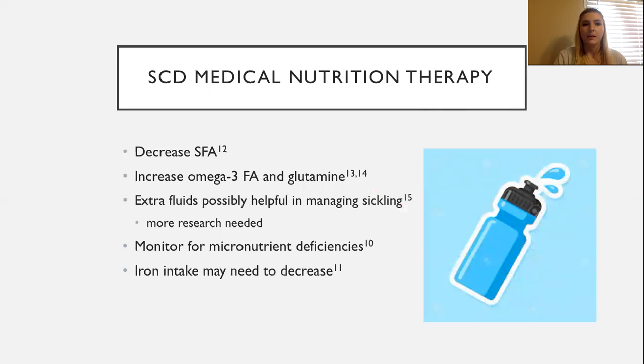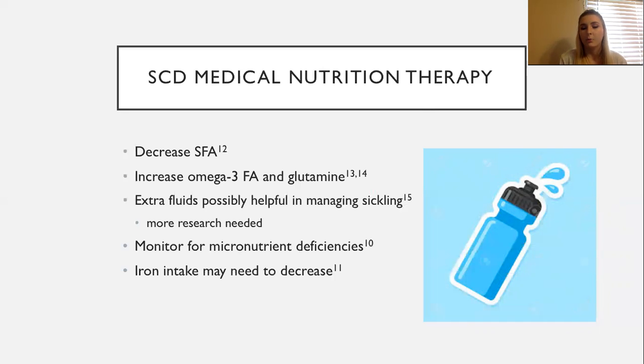And that would be a lot more helpful to know if you had access to indirect calorimetry or something like that. We also know that they need decreased saturated fatty acids because they do have altered fatty acid metabolism due to the lack of blood flow in certain areas of the intestines where the fatty acids are absorbed. They do need increased omega-3 fatty acids and glutamine, however, because those are going to help improve the blood flow throughout the body. They could potentially need additional fluids.